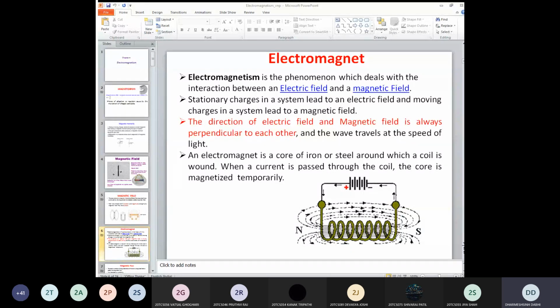So how to create the electromagnet? Wind the core of steel or iron material with a coil of conductor like copper conductor, and flow current through this coil. The core is magnetized temporarily, as long as you provide the supply to this conductor or coil.